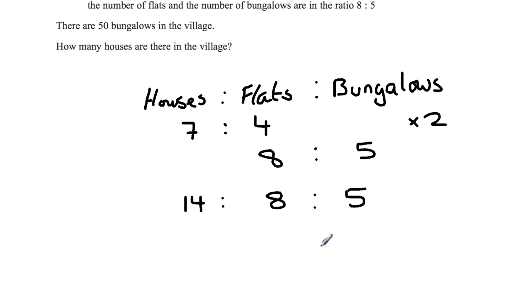Okay, so 50 bungalows divided by 5 parts equals 10. Okay, 1 part is worth 10. So if 1 part is equal to 10, I need 14 parts. Therefore, I'm going to multiply 10 times 14 parts. This will give us the number of houses.